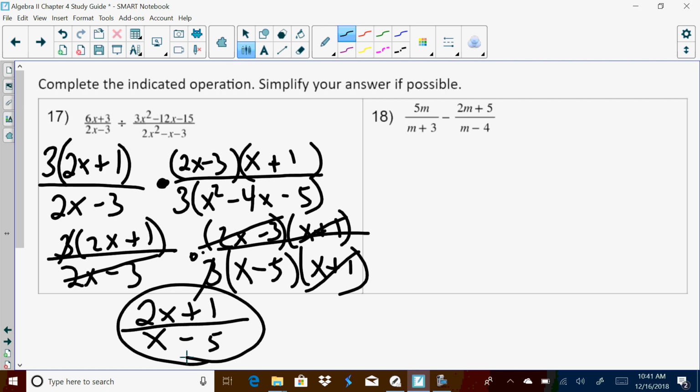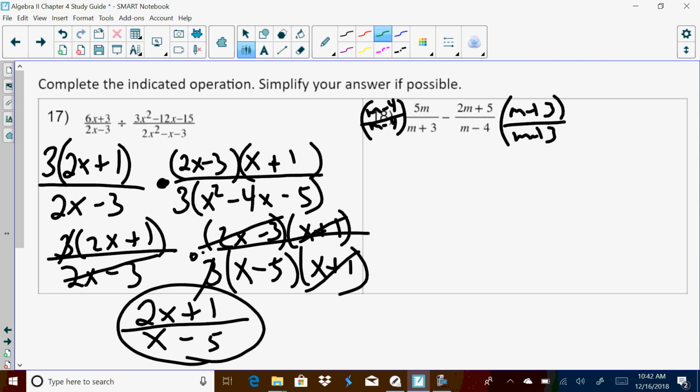The next one I'm adding. So the first thing I have to do is find a common denominator. So I notice that I'm actually subtracting. So I can multiply this side by m minus 4. And on this side, I can multiply by m plus 3.